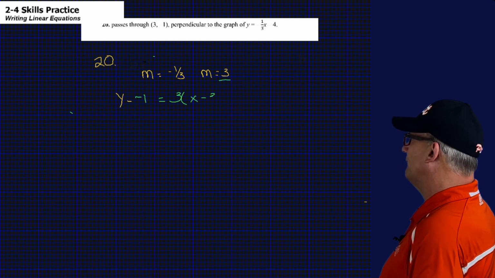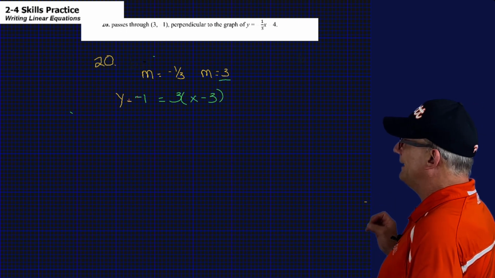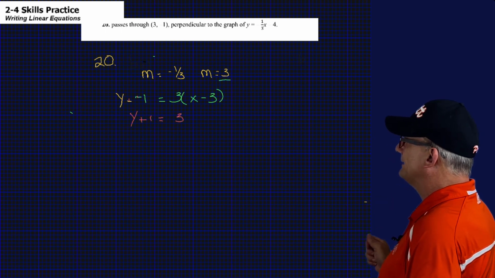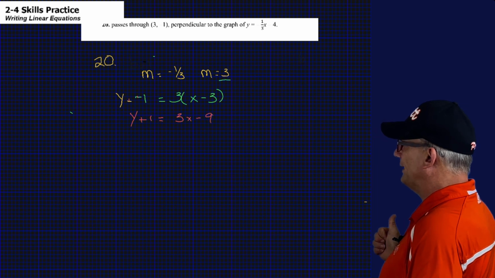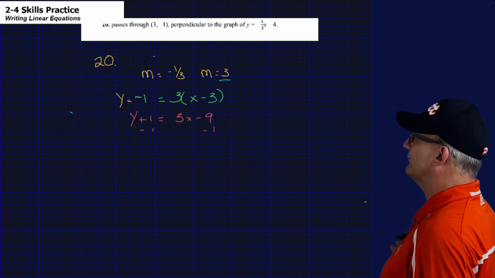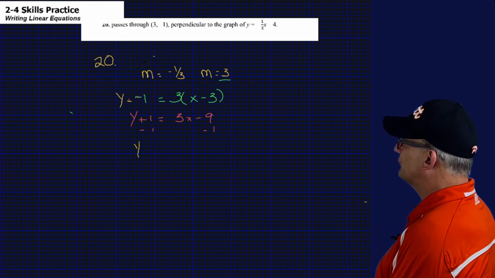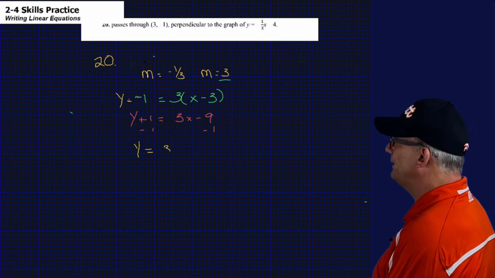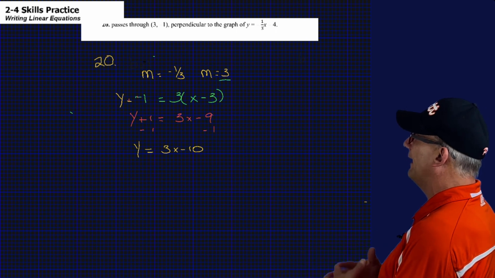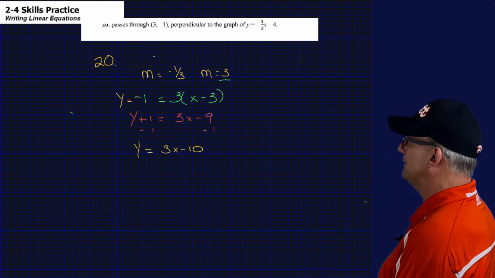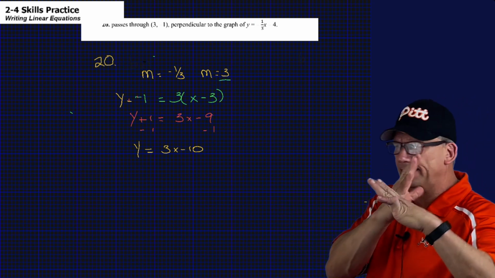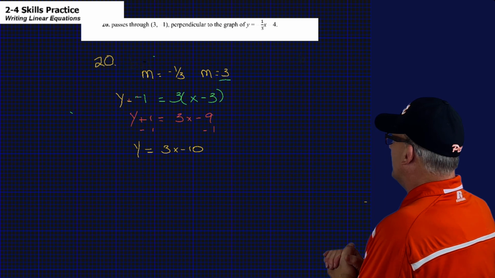Right? So then we have y minus -1 equals 3, x minus 3. Okay? Y plus 1, you got 3x minus 9. Subtract 1 from both sides. So a perpendicular line to y equals -1/3 x minus 4 is y equals 3x minus 10. Those lines would be, wherever they're drawn, 90 degrees. That's what perpendicular means.